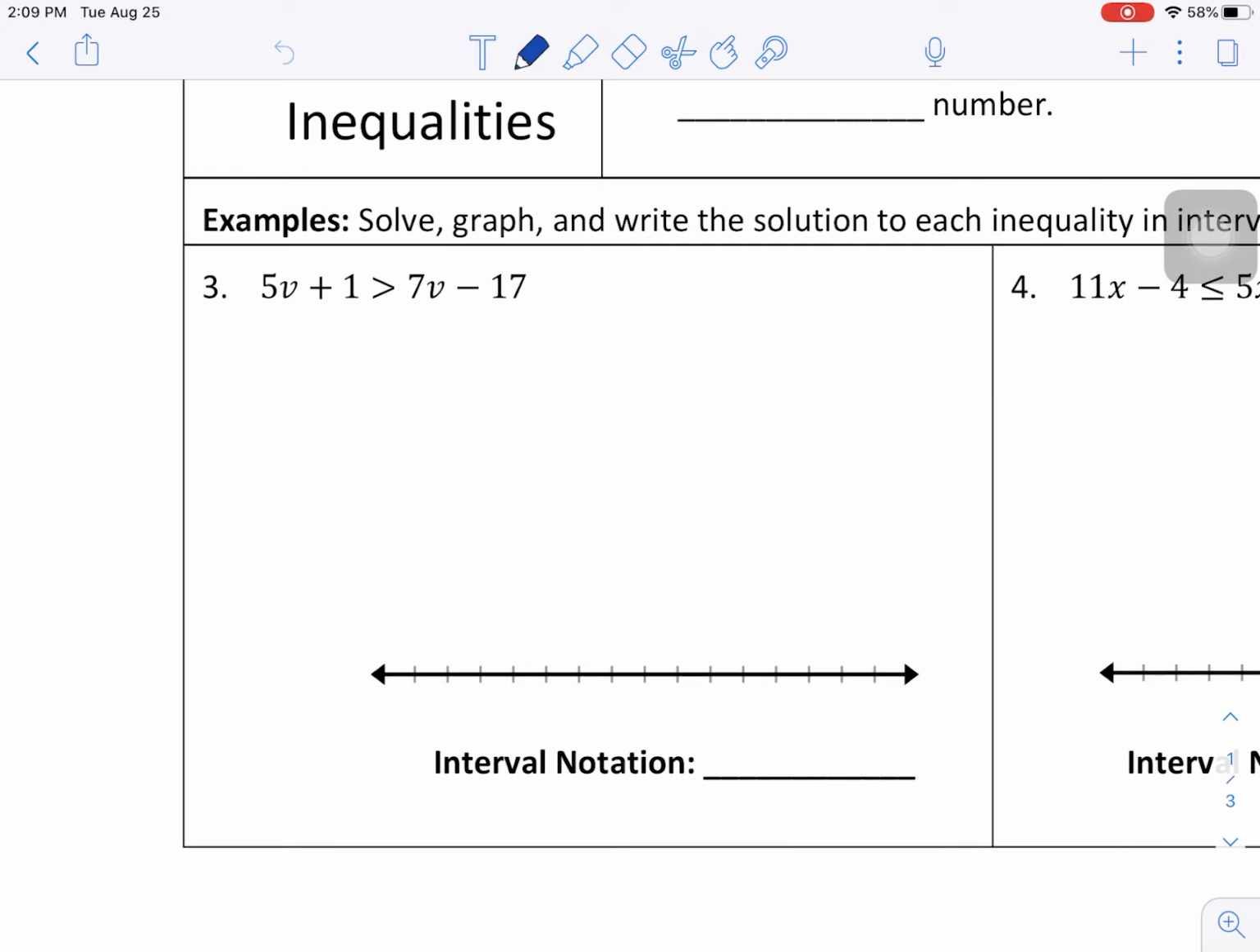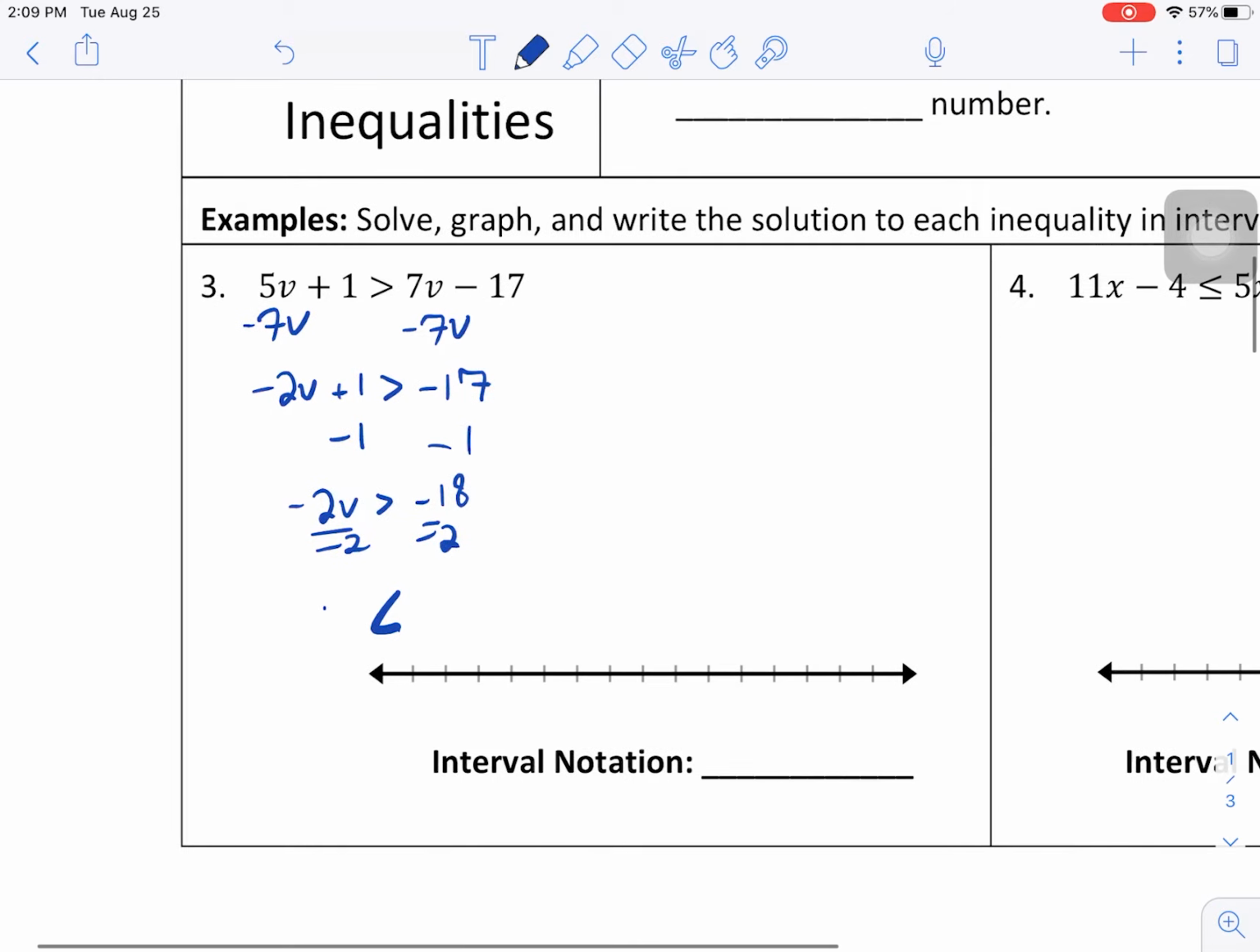So working through number 3, I'm going to work it so that we have to divide by a negative and flip our inequality. So if we subtracted 7v from both sides, that gives us negative 2v plus 1 is greater than negative 17. We subtract 1 from both sides, we get negative 2v is greater than negative 18. We divide by negative 2 on both sides. As soon as we divide by that negative, the inequality sign flips, and we get v is less than 9.